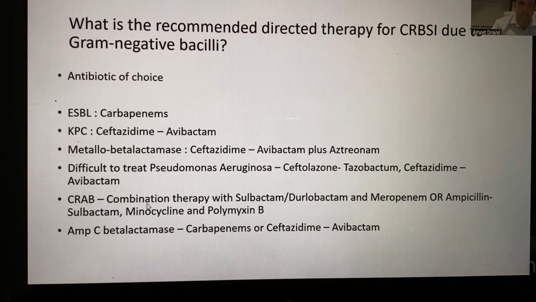Just like the gram-negative bacillus is important, the carbapenemase it produces is also very, very important, and that is going to decide what antibiotic you are going to use. So if it's just ESBL producing Klebsiella, then carbapenems are the drug of choice. Your meropenem or ertapenem can be given for 7 days. If it's a Klebsiella pneumoniae carbapenemase producing Klebsiella, then ceftazidime avibactam is the drug of choice. If it's a metallo-beta-lactamase producing Klebsiella, then ceftazidime avibactam plus aztreonam is your drug of choice, or now avibactam aztreonam is the drug of choice. If it's Pseudomonas aeruginosa, difficult to treat, carbapenem resistant, then again ceftazidime avibactam is the drug of choice.